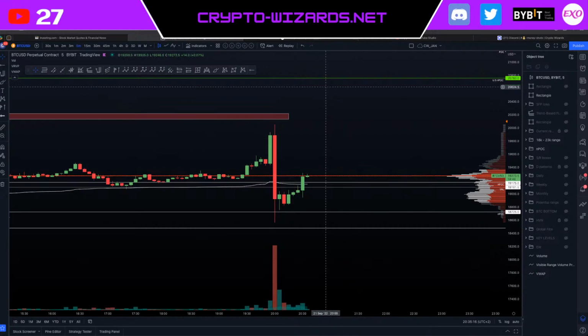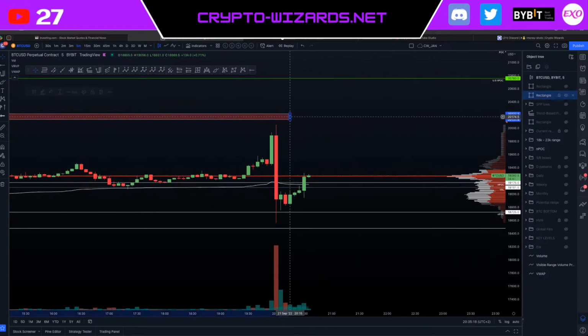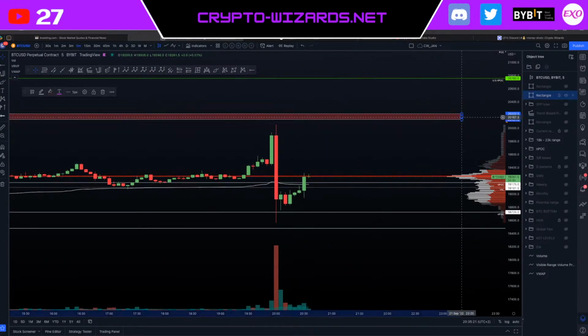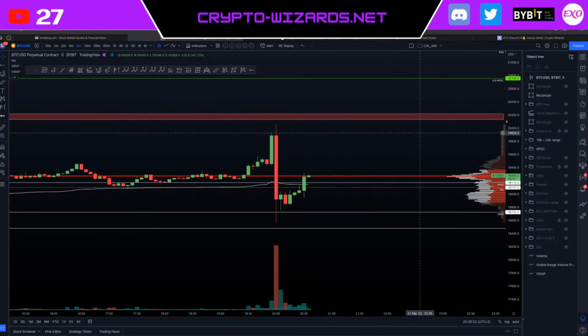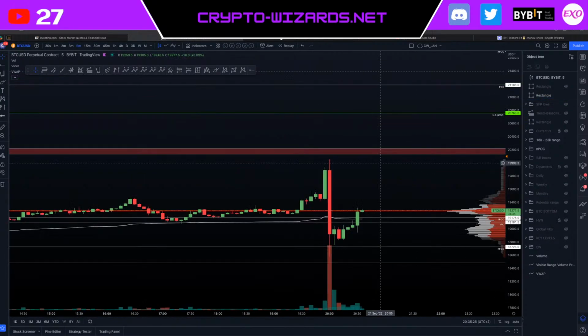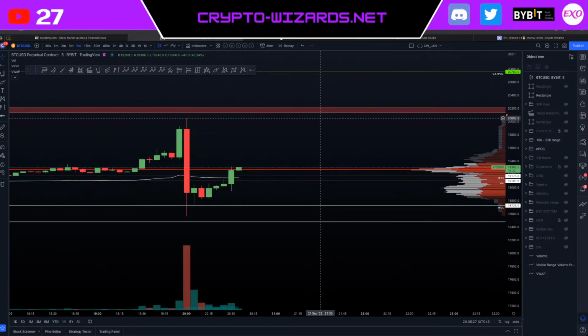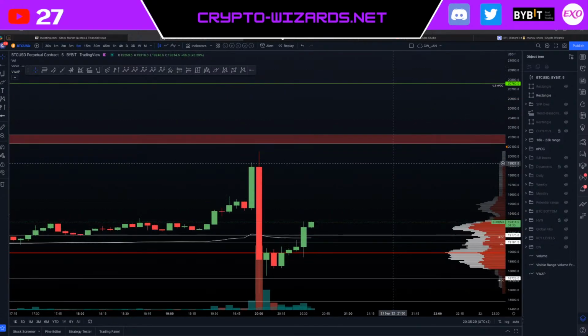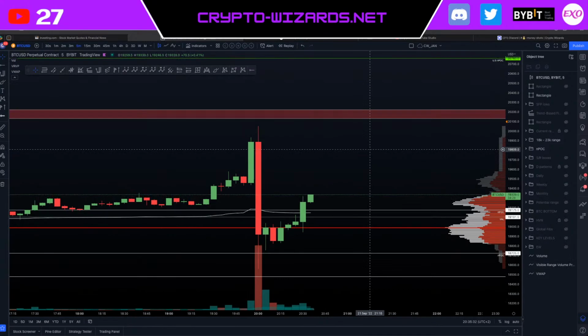This is a possible scenario, but I'm not gonna be doing anything as long as we're gonna stay below this red box. Once we're gonna reclaim this, then it starts to be a little bit more bullish. Locally. I'm not saying overall, but locally, yes.